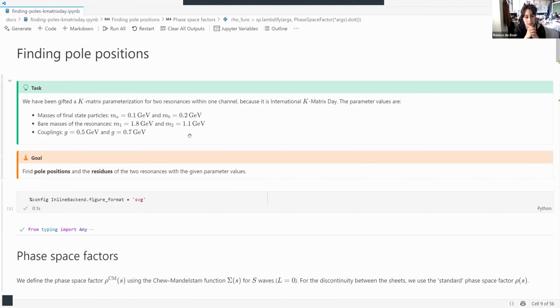So we have been gifted a K-matrix parameterization for 2 resonances in 1 channel because, of course, it's International K-matrix Day. The given parameter values are MA and MB, so the masses of our final state particles the 2 resonances will eventually decay to. Then the bare masses of the resonances within the K-matrix parameterization M1 and M2, and the couplings of the 2 resonances to the channel. Now, our task is to find pole positions and the residues for the 2 resonances with our given parameter values.